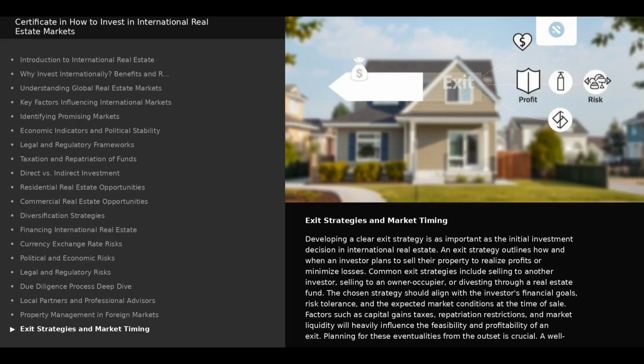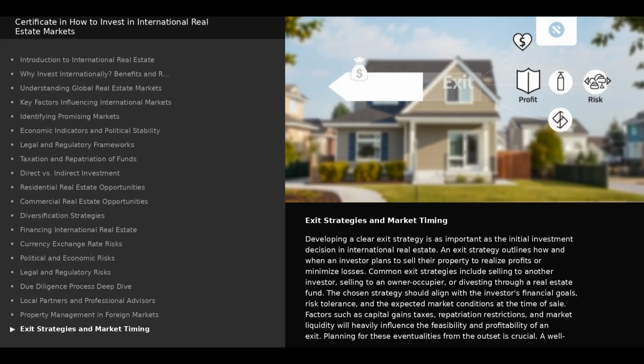Exit strategies and market timing. Developing a clear exit strategy is as important as the initial investment decision in international real estate. An exit strategy outlines how and when an investor plans to sell their property to realize profits or minimize losses. Common exit strategies include selling to another investor, selling to an owner-occupier, or divesting through a real estate fund.